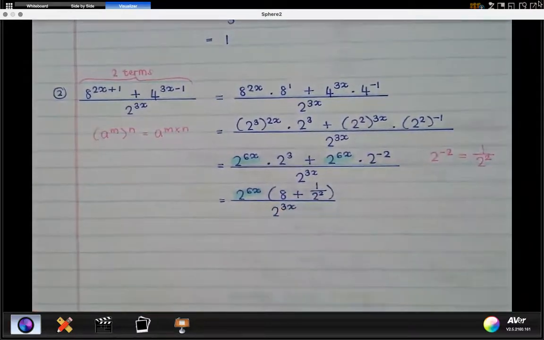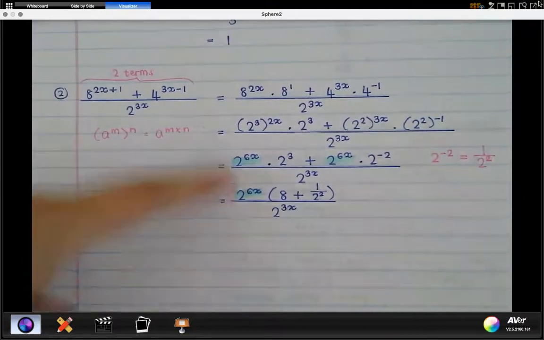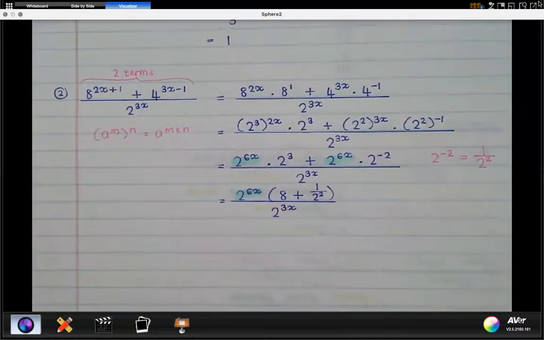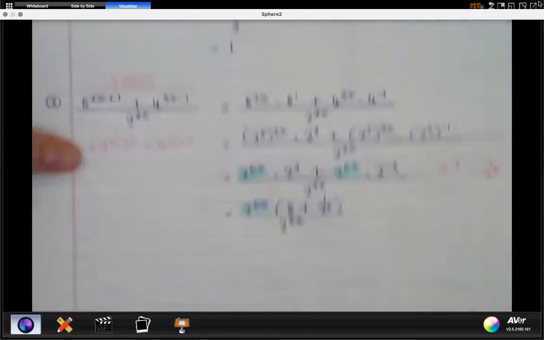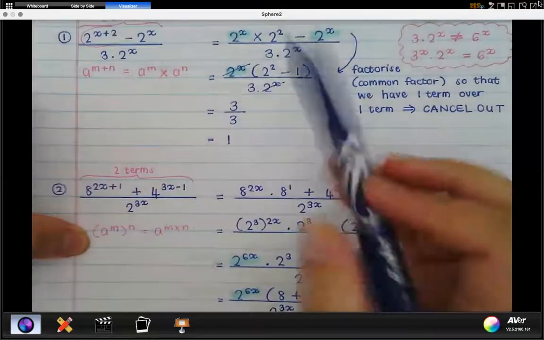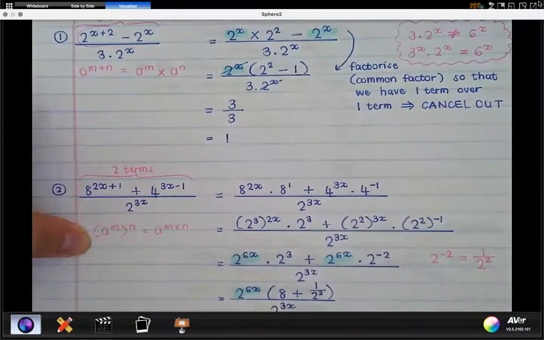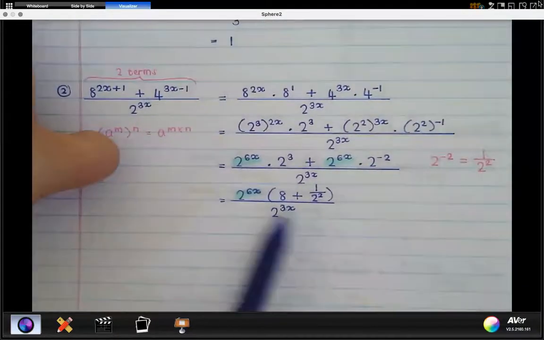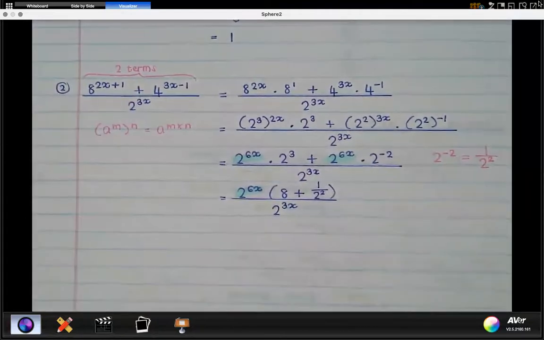Now we're in a bit of a pickle, because do I have exactly the same at the top and the bottom? I can't just cancel out like I did in the previous question. The previous one was easier. We had a 2 to the x and a 2 to the x, and we could just cancel them out straight. Now we have a 2 to the 6x and a 2 to the 3x.